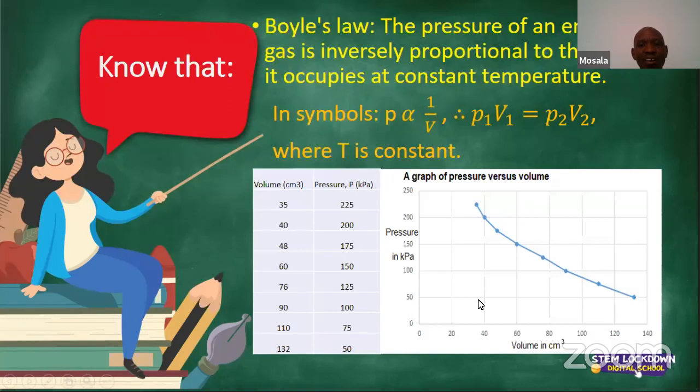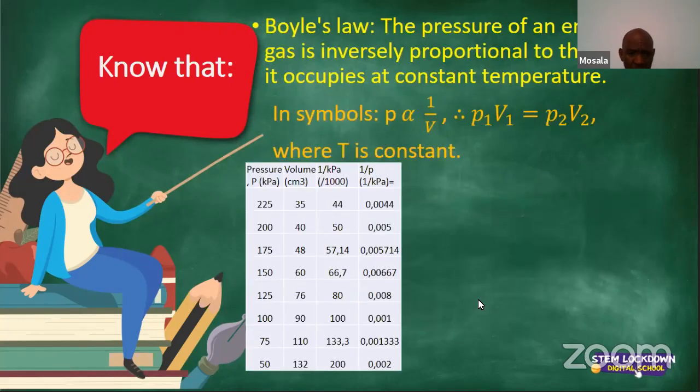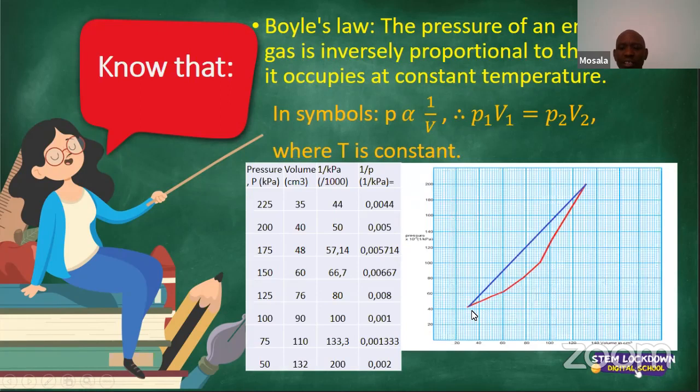But if we go on and take the inverse of the pressure or the inverse of the volume, you will be getting a straight line graph. So if you are plotting this, you should be expecting a straight line graph. Although in this particular one, when I was using this data, I could not get a straight line graph. You can see the red here. But the expected shape is the one that is drawn in blue.